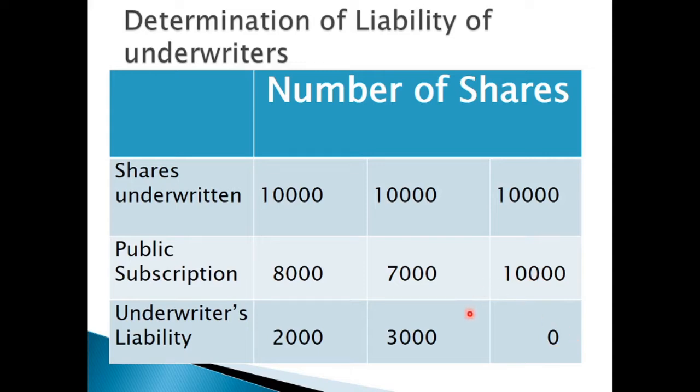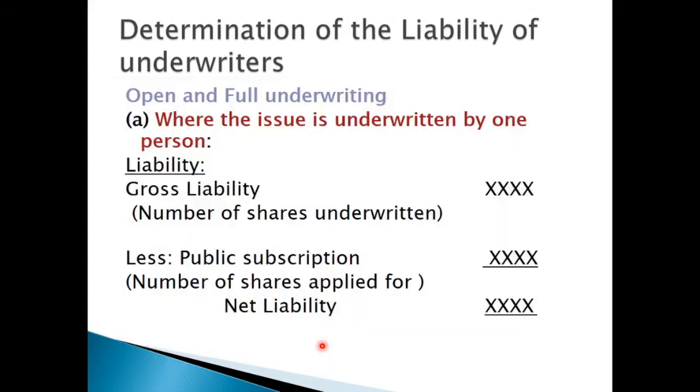So, pure underwriting is known as conditional underwriting in the sense that he will be asked to take up shares only if the public does not subscribe to all the shares. Whatever has remained unsold, that will be his liability. So that many shares he will be asked to take up. This is the way in which we calculate.